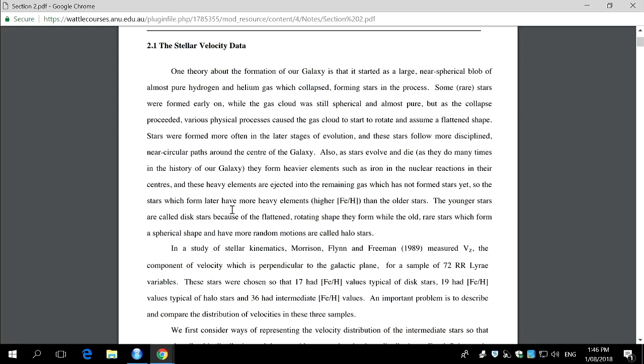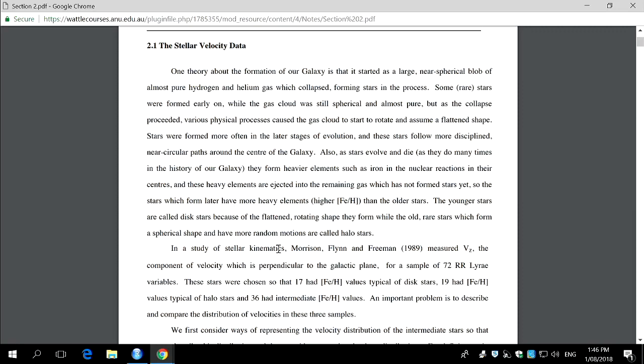So, we're going to talk about three different types of stars. We're going to talk about disk stars. These are the stars that are on the disk. They're mainly heavier elements. Then we're going to talk about halo stars. They're the stars that are out on the outer part of the sphere. They tend to be lighter elements. And then we've got some that are in the middle, and we don't really classify them as either disk or halo. We're going to call them intermediate stars.